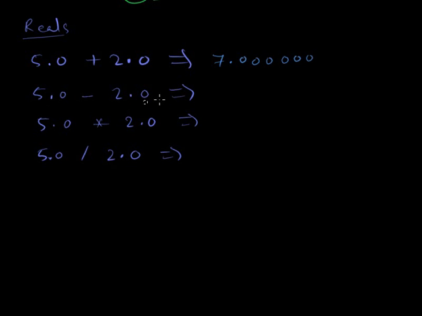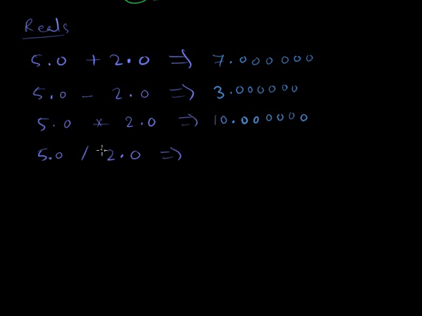Same is the case with 5.0 minus 2.0, we have 3.0 followed by 6 zeros. 5.0 into 2.0 is 10, right? But it will always be a floating point number, so 6 zeros again.